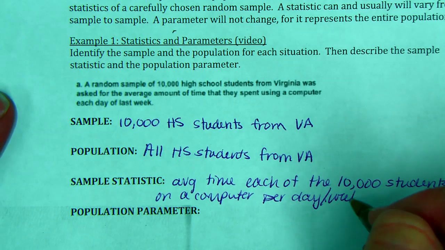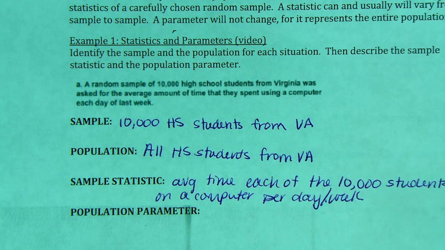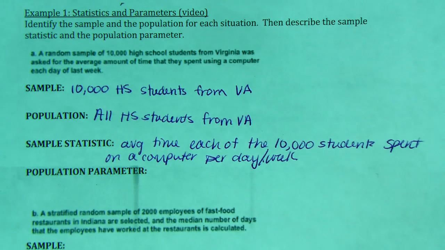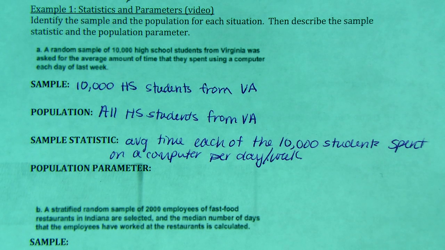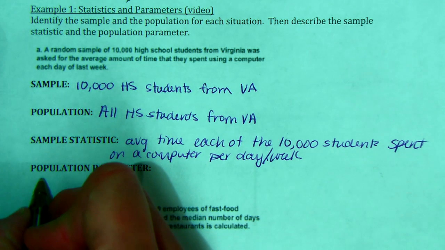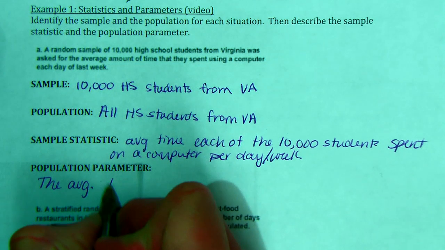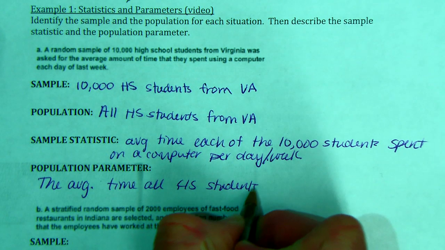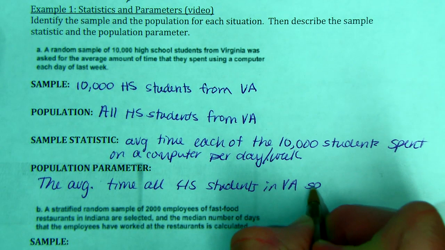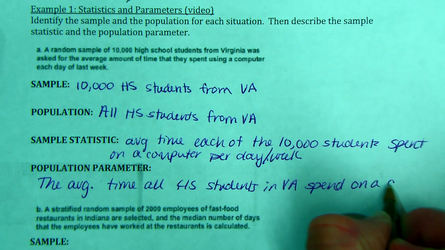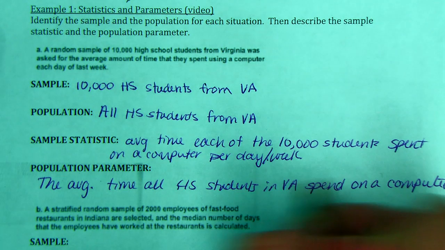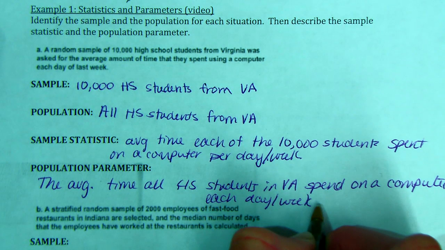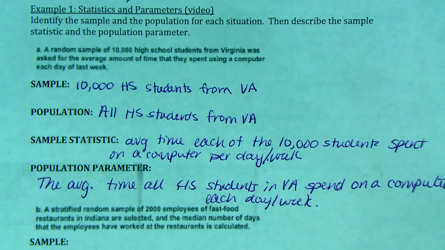And the population parameter would be the average time all high school students in Virginia spend on a computer each day or week. I say day or week because they're not very specific. They just ask them how many times each day of last week. So maybe they're doing it by day, maybe they're doing it by week. They didn't actually specifically tell us that.